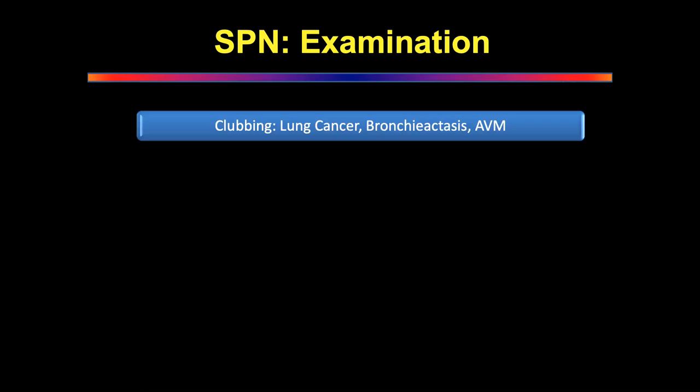Vikas, come in and tell me, cyanosis seen in what cases? SPN patient with clinical symptoms showing cyanosis. Some differential diagnosis? Any pulmonary AV malformations? Okay. Very good. Pulmonary AVMs. What else? And what else you will see besides cyanosis on the skin?